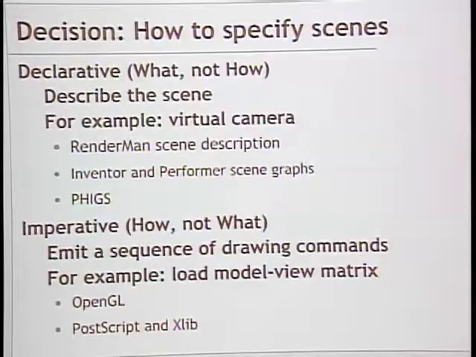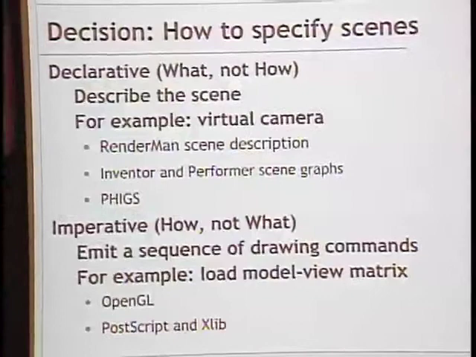Okay. So one of the first things we have to decide is how do you specify a scene? We need to talk about the scene that we're rendering, and how do we do that? There's two different ways we can do that. One is a higher level way to do it, a declarative way to do the scene. So what is actually happening in the scene?